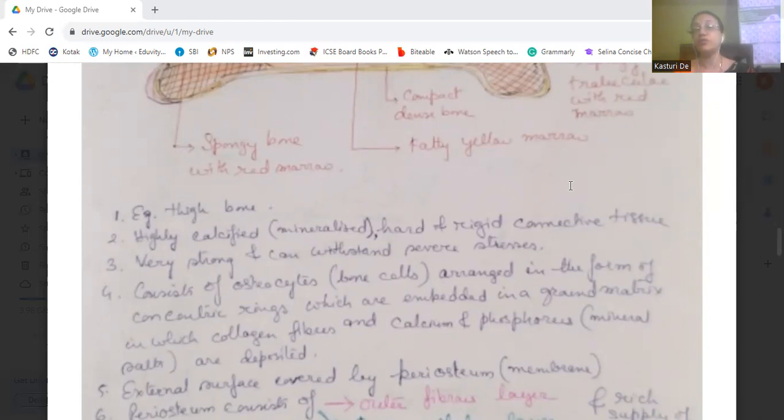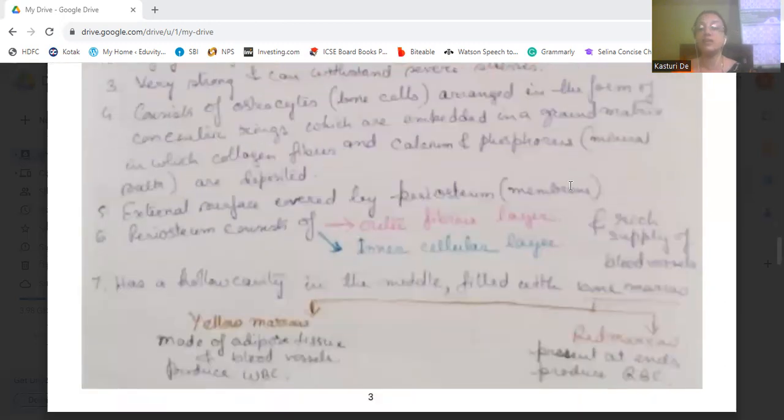Then, what do they consist of internally? They consist of osteocytes, the bone cells. When we read the chapter on cells, we found that the bone cells are known as osteocytes. They are arranged in the form of concentric rings, embedded in the ground tissue or matrix, in which there are collagen fibers, calcium, and phosphorus.